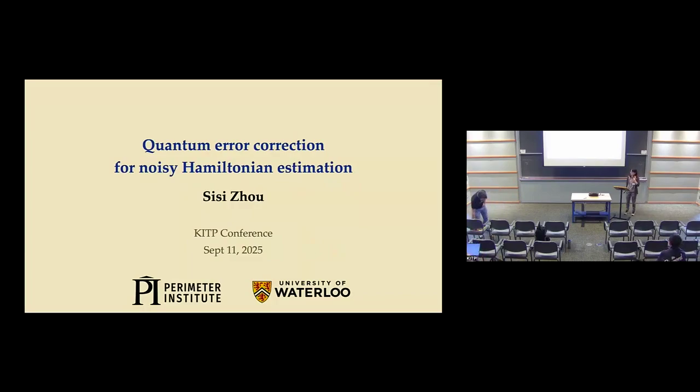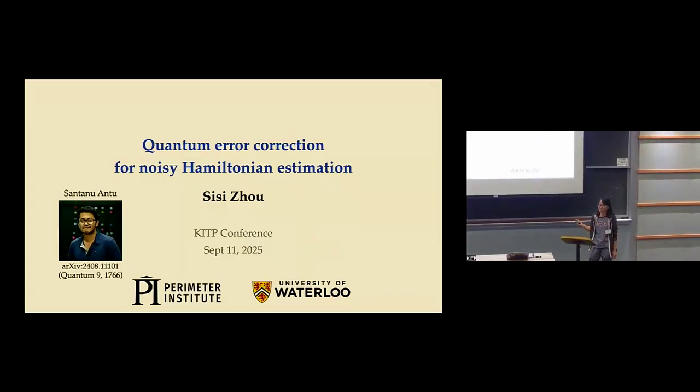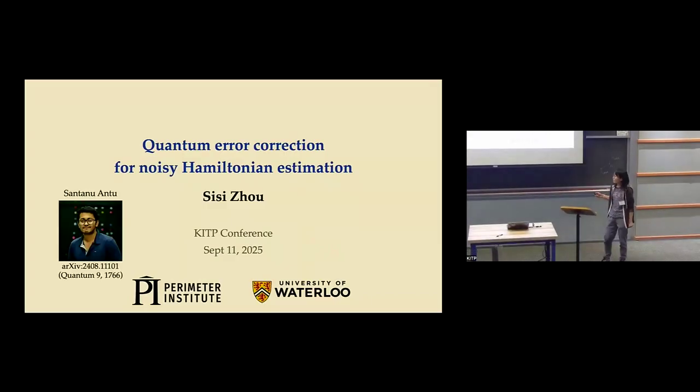Today I'm going to talk about quantum error correction for noisy Hamiltonian estimation. This is joint work with my former master student, Santanu, who is currently a PhD student at Yale.